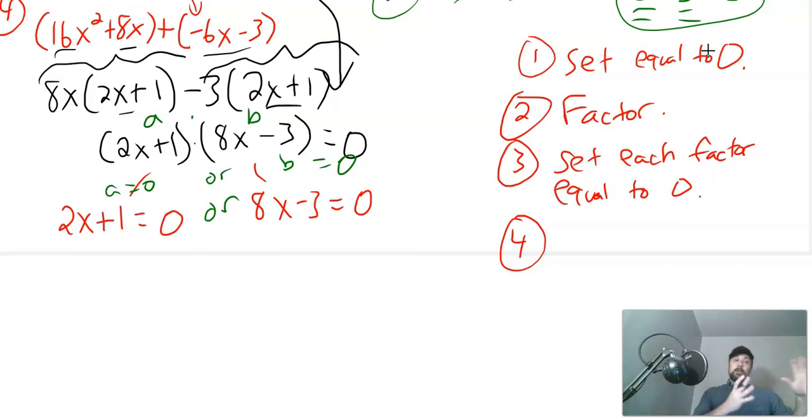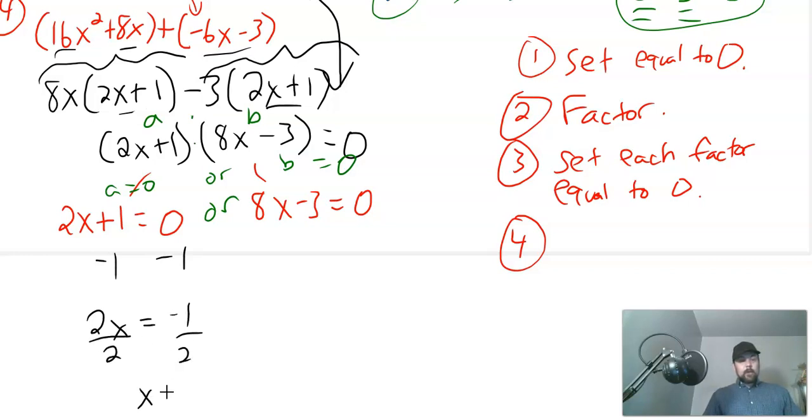And once we have each factor separately equal to 0, then it's just a simple case of getting x by itself. We just move everything else to the other side of the equation, and we get our solutions, right? So for this case, we subtract 1 from both sides, and then we divide by 2. And we get our first solution, which is negative 1/2.